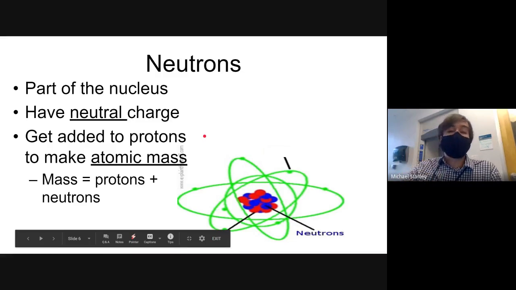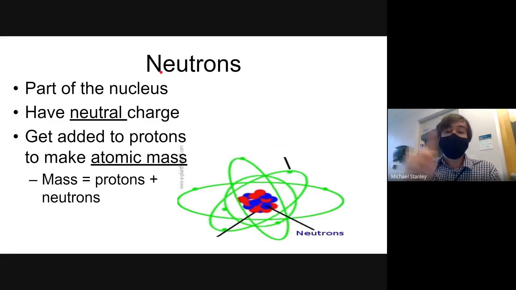Now, you might be tempted to think that neutrons have an N, so that might mean that they're a negative charge. Don't think that. That's wrong. Instead, remember that neutrons are neutral. So neutrons do not have a charge. It's like a zero charge. It's not positive. It's not negative. It's neutral. So neutrons are neutral. They do not have an electrical charge to them.